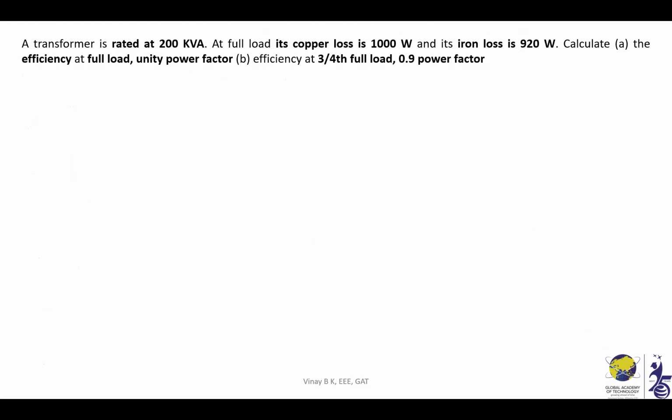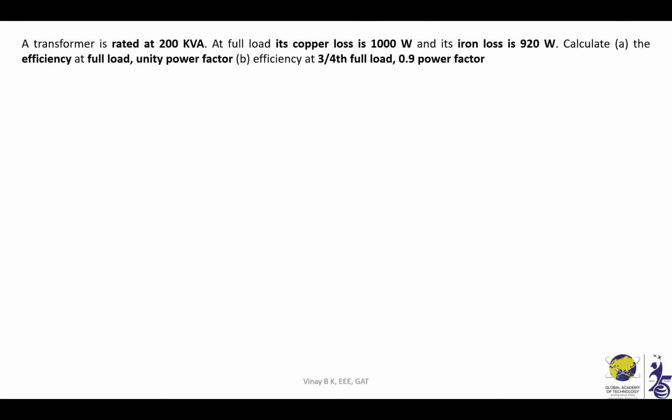A transformer is rated at 200 kVA. The kVA rating is given at full load. Full load means the value of load is 100%. In absolute, you can write that as 1. Here I'm considering the load as X. The value of X is 1 for full load and its copper loss is 1000 watt and its iron loss is 920 watts. Calculate the efficiency at full load unity power factor.